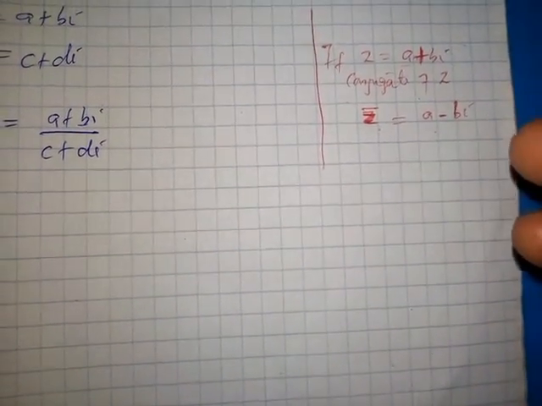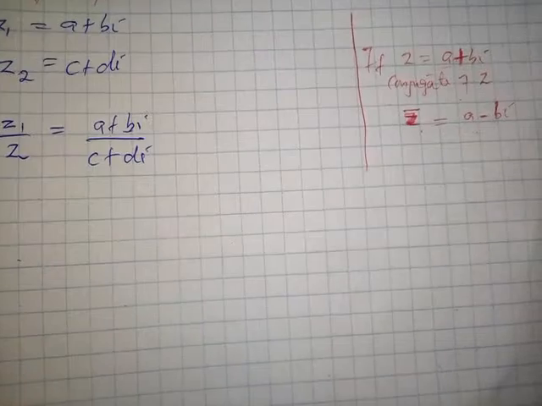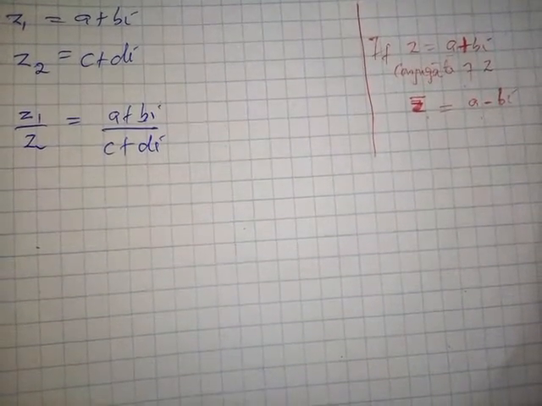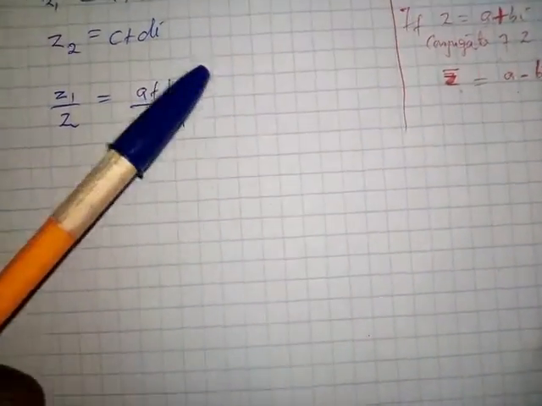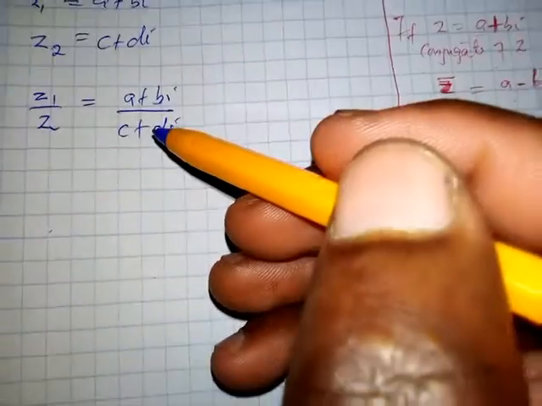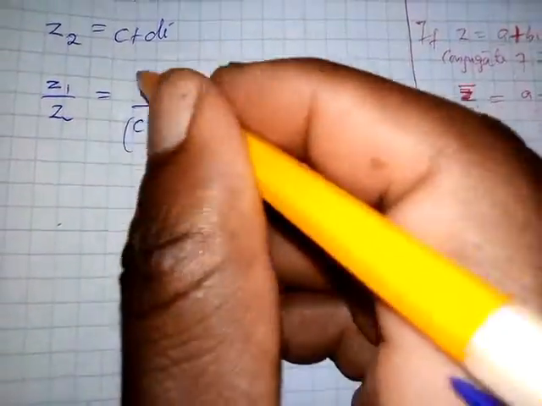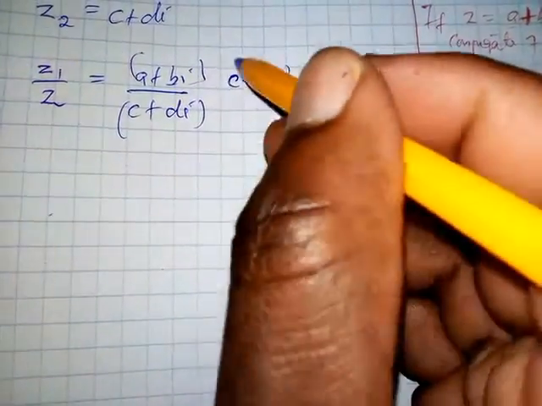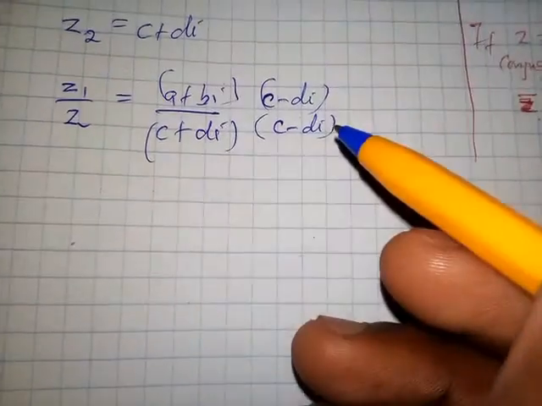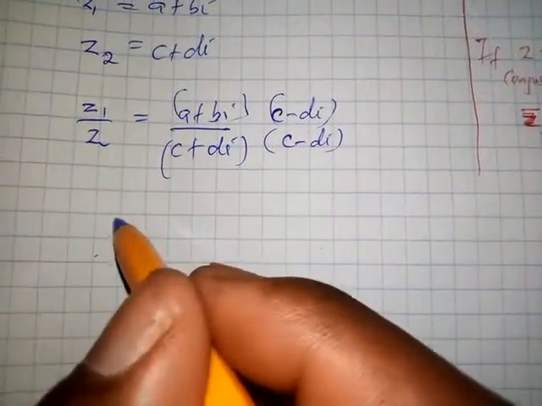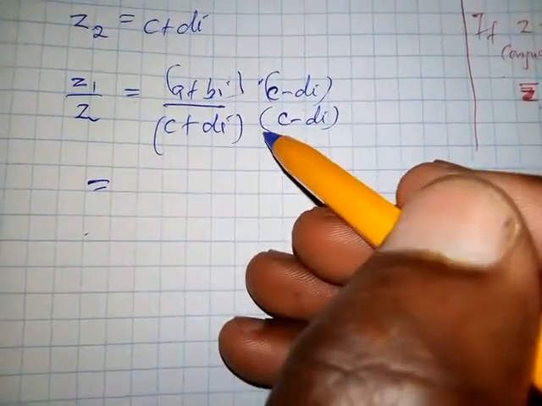So as we have said, we rationalize the denominator by multiplying the numerator and the denominator by the conjugate of the denominator. The conjugate of the denominator will be c minus di. So we multiply by c minus di, then we carry out the operation. Remember, here is multiplication.